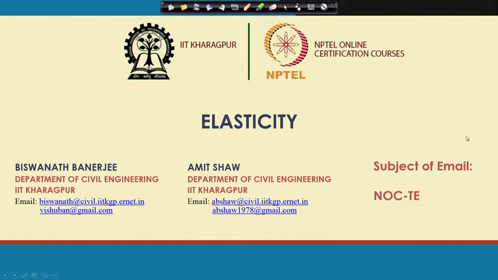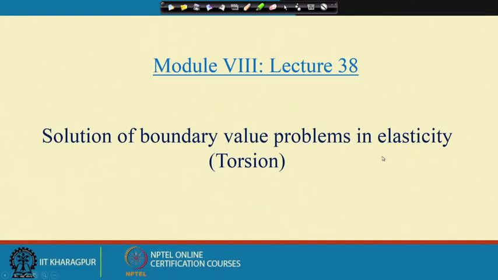Now, the first two lectures of this week will derive the formulation of torsion. We write the equations and boundary conditions. In a nutshell, we derive the boundary value problem for torsion, and then in subsequent weeks we apply them to different problems in torsion. Okay.